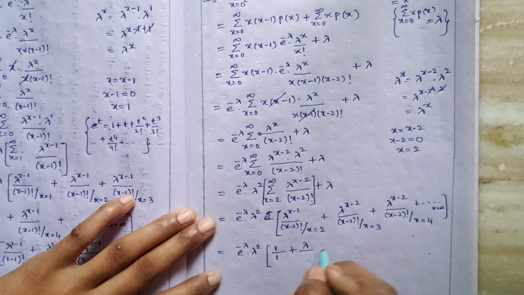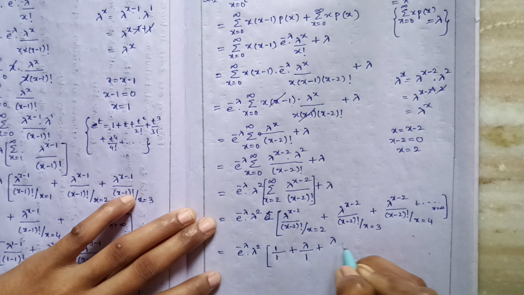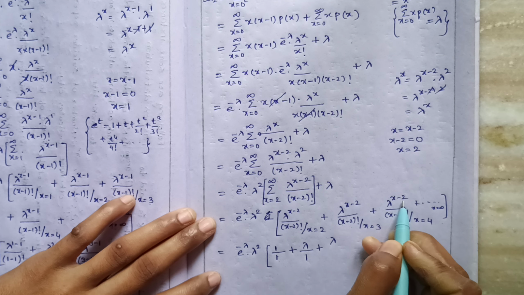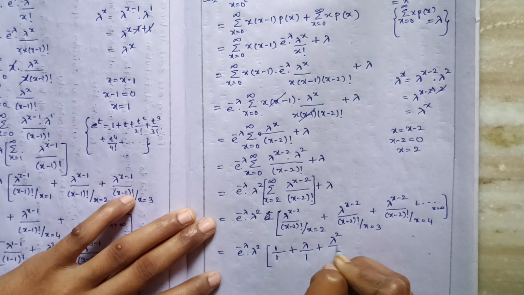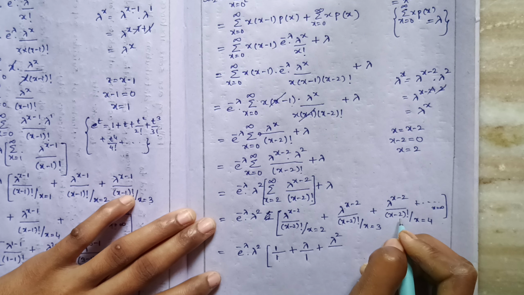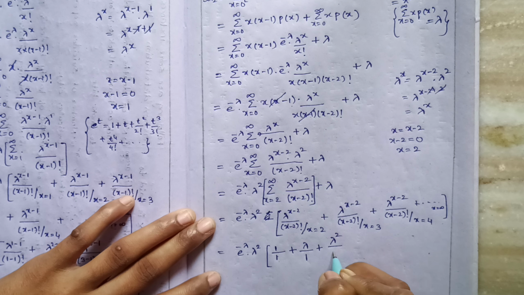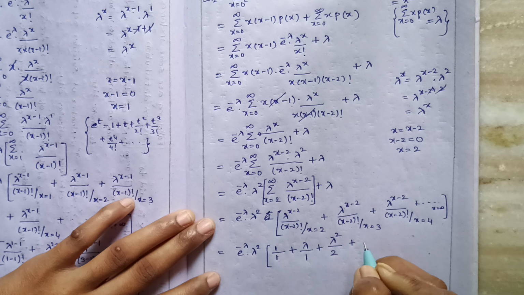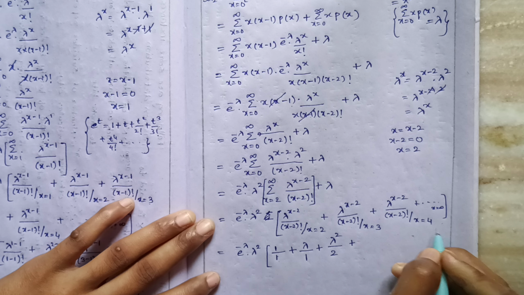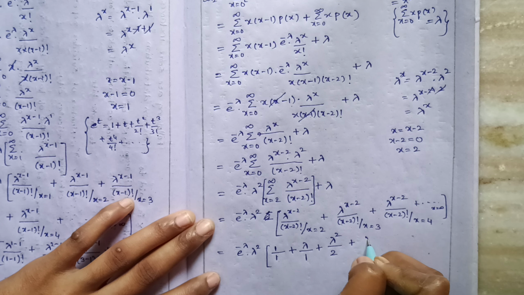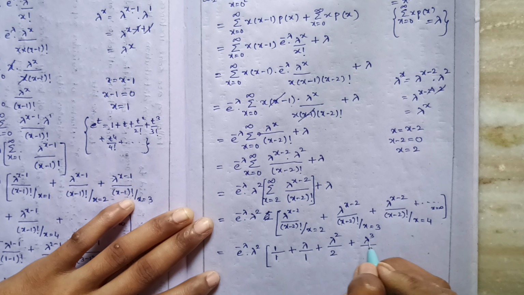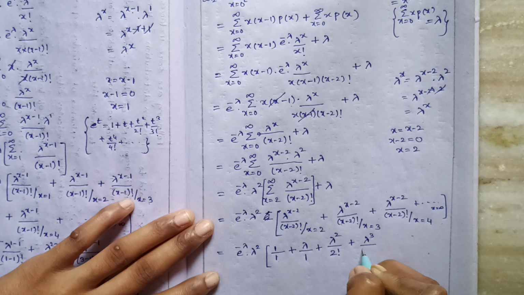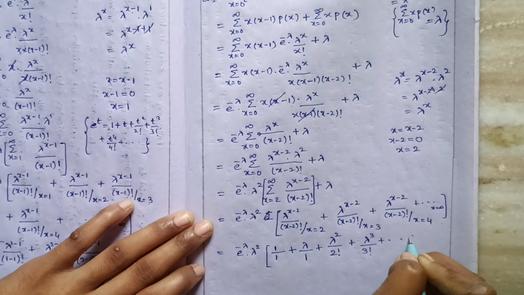1 factorial is equal to 1. Plus lambda to the power of 4 minus 2. 4 minus 2 is nothing but 2. Lambda square by 4 minus 2 is 2, 2 factorial is 2 into 1, which is 2. Plus now the x value becomes 5. 5 minus 2 is 3. Therefore lambda to the power of 3, by 3 factorial, plus so on.